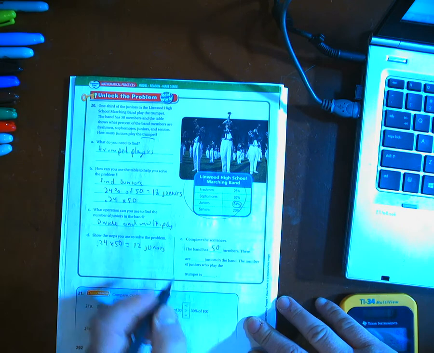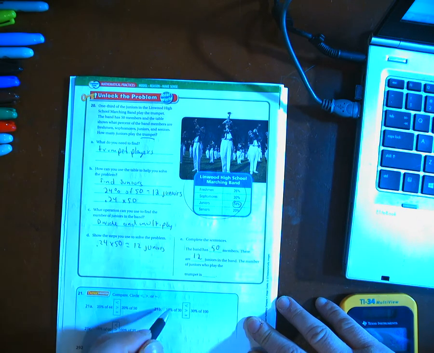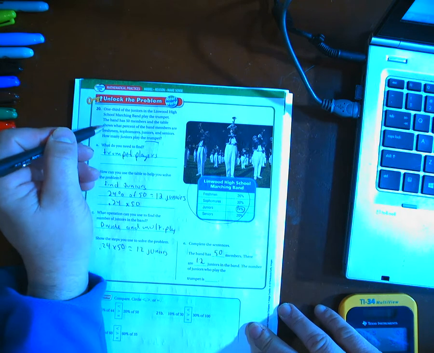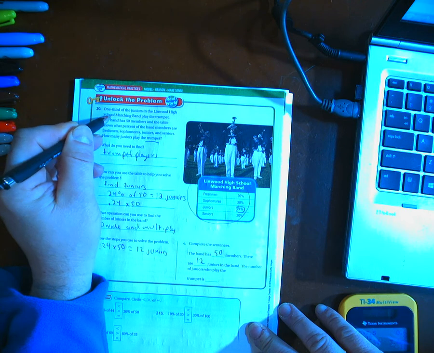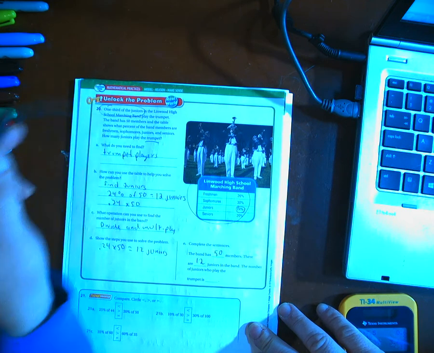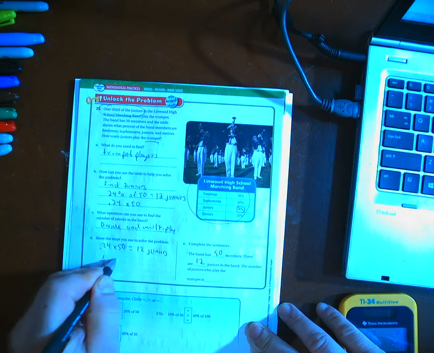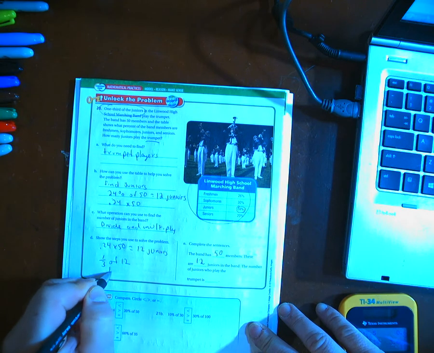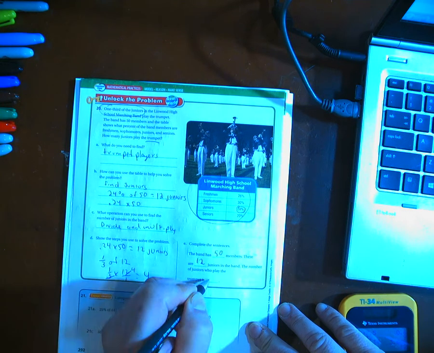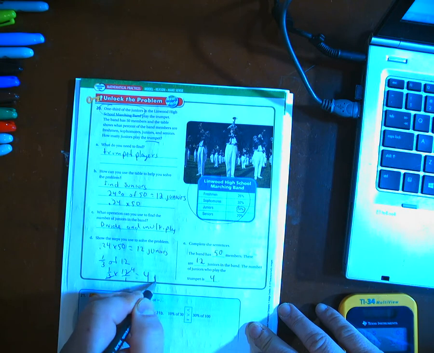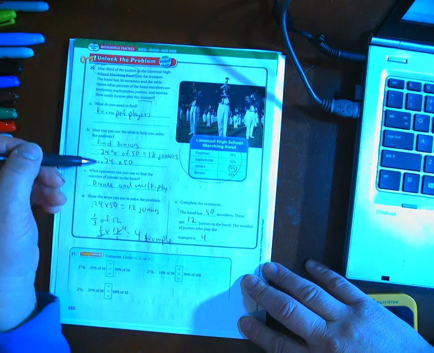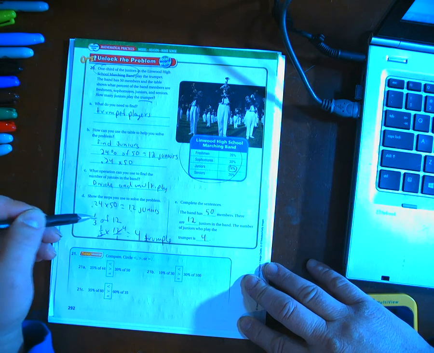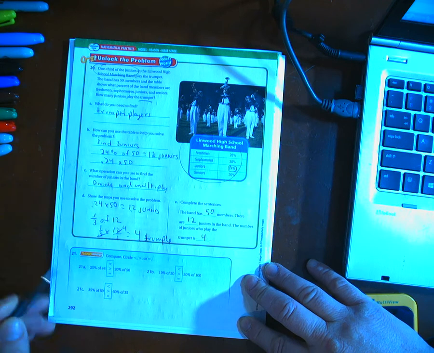The band has 50 members. There are 12 juniors in the band. Up here it says 1/3 of juniors. So 1/3 of 12, which is 1/3 times 12, cross cancel, 4. 4 juniors, 4 play the trumpet. Okay, now that's a lot to walk through. I had to find the number of juniors, which is 12, and then find 1/3 of 12, which is 4.